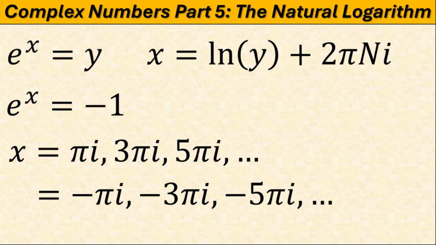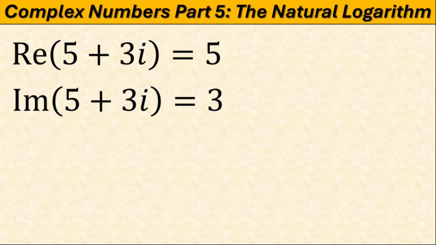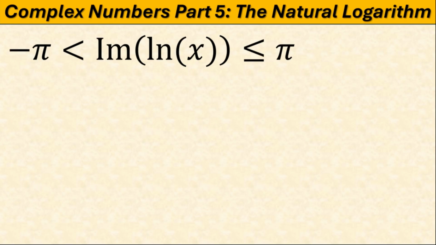The natural logarithm is supposed to be a function, and functions are only meant to give one result, not an infinite amount. And so that's why we use something called the principal branch of the natural logarithm. Allow me to explain. The real and imaginary parts of a complex number can be expressed using the expressions Re and Im, and so the real part of 5 plus 3i is going to be 5, and the imaginary part is going to be 3.